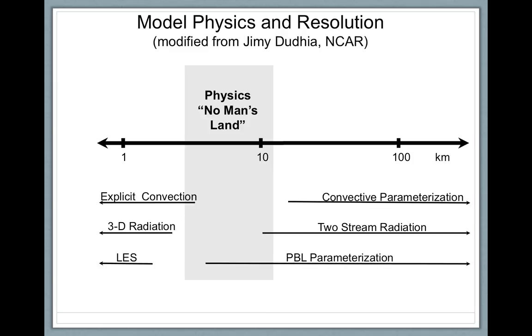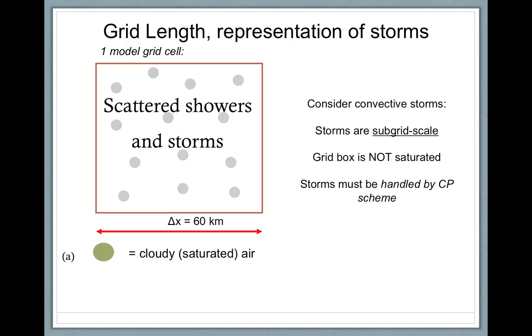And so let's look at an example of convection to talk about what is subgrid scale. And so here is a grid spacing of 60 kilometers. And so if we have scattered showers and thunderstorms, we might have many different cells that are contained within a 60 kilometer grid, right? Because our cells may only be 2, 3, 4 kilometers wide. And so how do we represent this convection within our model, right? These storms are sub-grid scale. Our grid box is not even saturated.